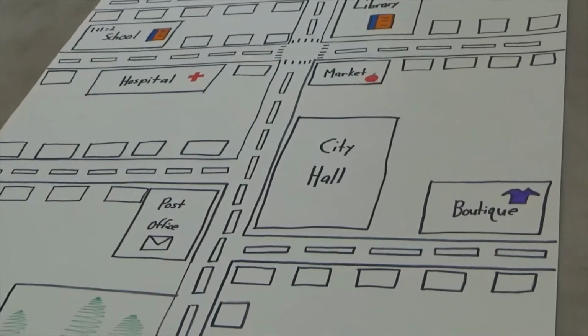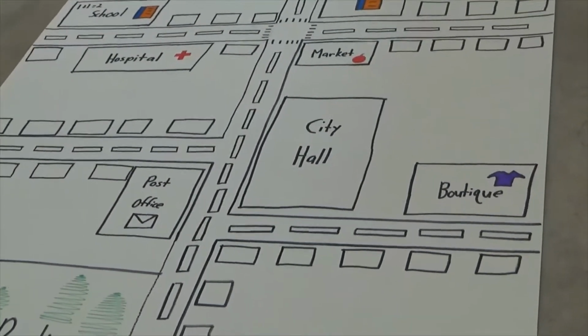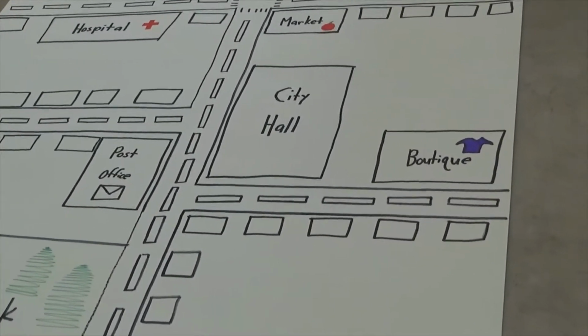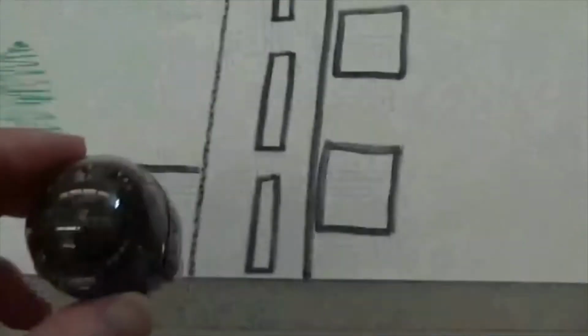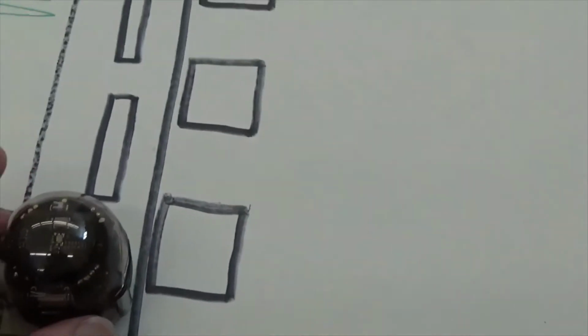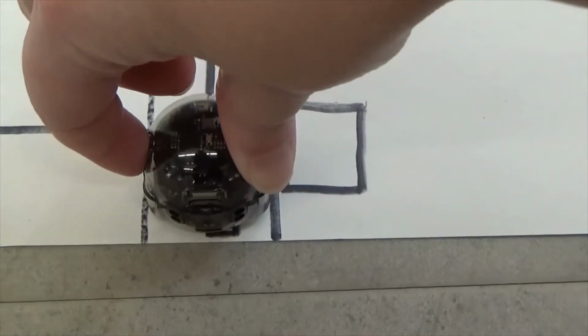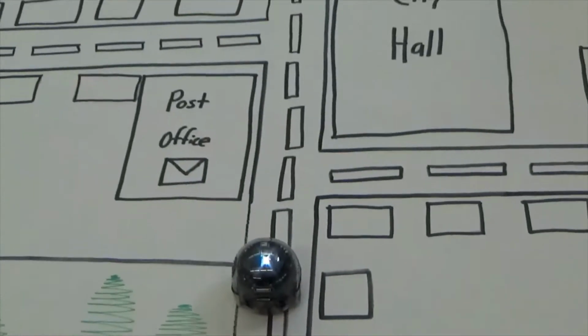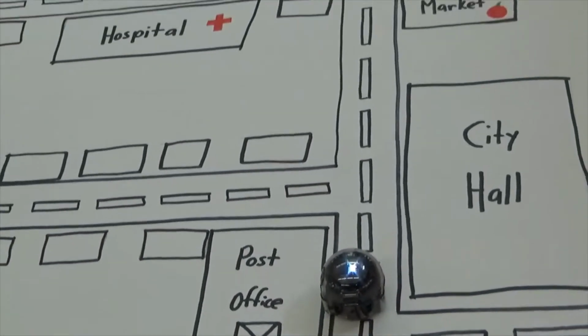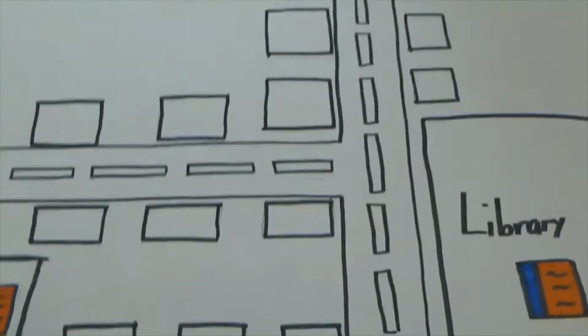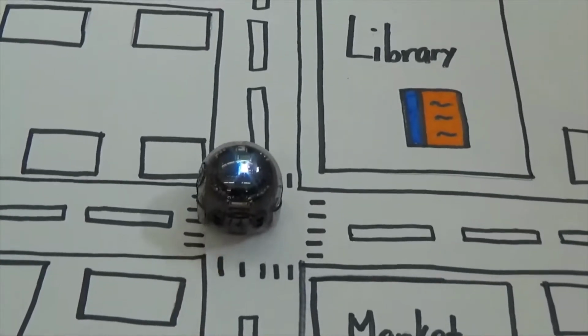Still loading. All right, so we're going to put Jacob again onto the map, and then we're going to press the power button twice for him to move. There he goes.